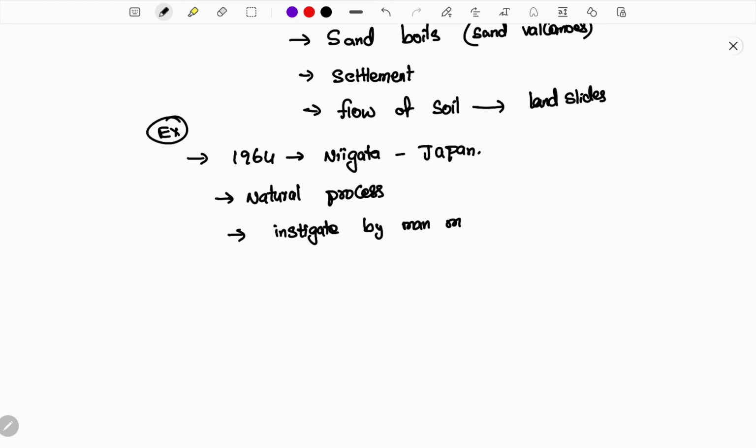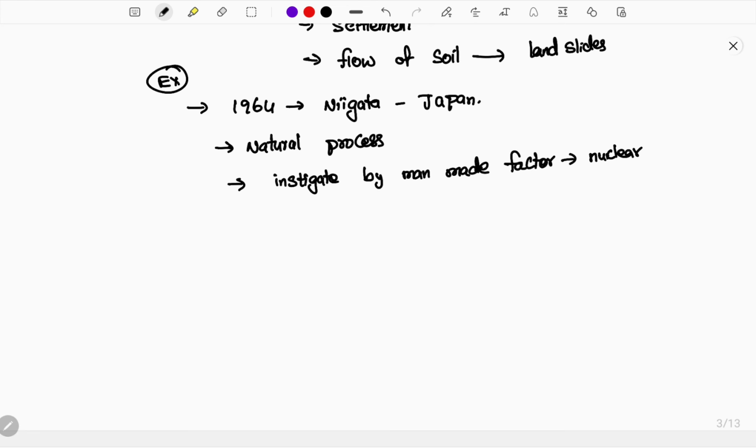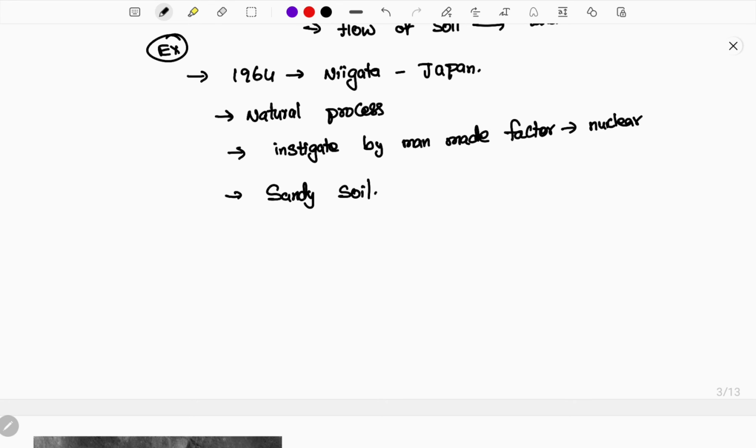How can man-made factors instigate that? For example, if someone is testing nuclear weapons, then obviously the subsurface will be shaken. If a nuclear test is done underground, there is a possibility that it would instigate soil liquefaction, and then it can affect the people. This also happens mostly in sandy soil. Sandy or loosely packed soils are where soil liquefaction most commonly happens.